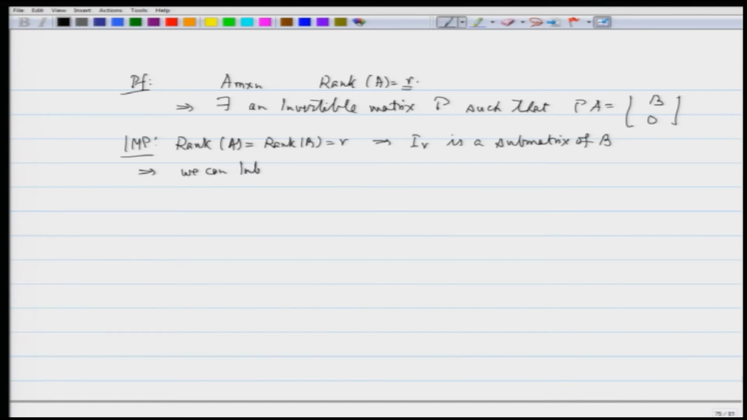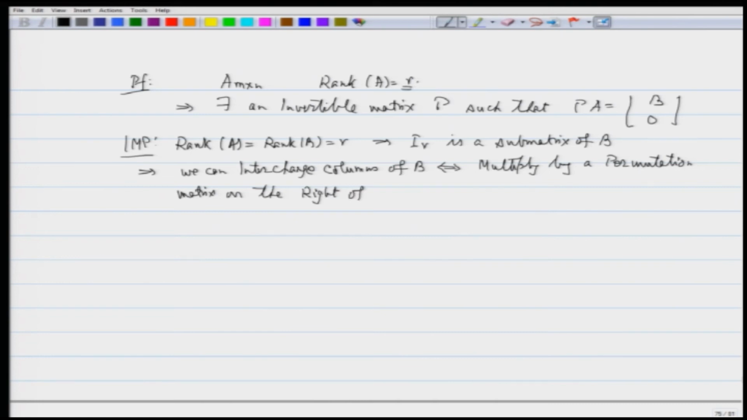So, this implies we can interchange columns of B, all right, or which is same thing as saying equivalently multiply by a permutation matrix on the right of PA to get PAQ_1 will be equal to, now I_R will be there, there will be some B_1 here, 0 here, 0 here, fine.